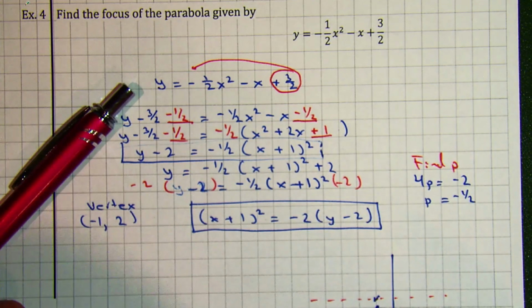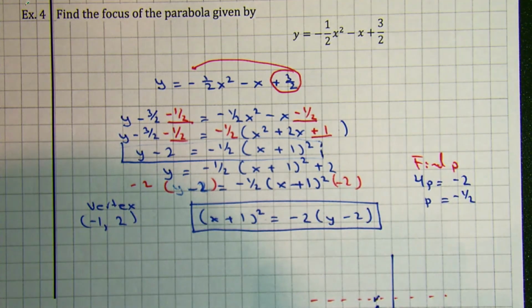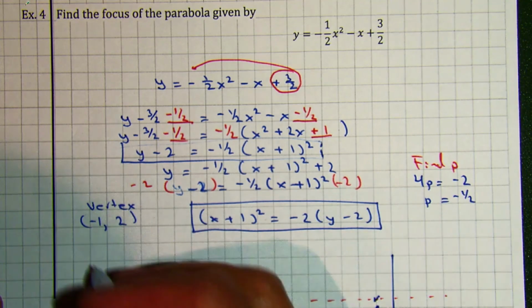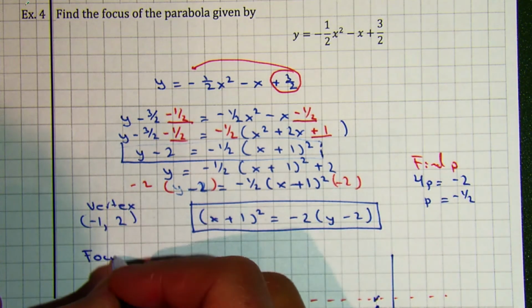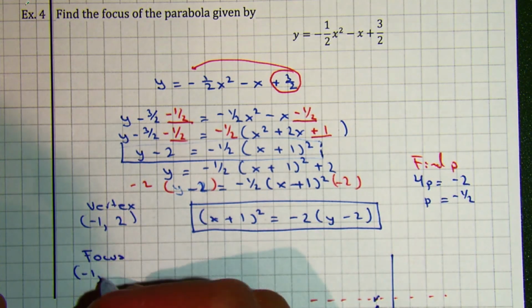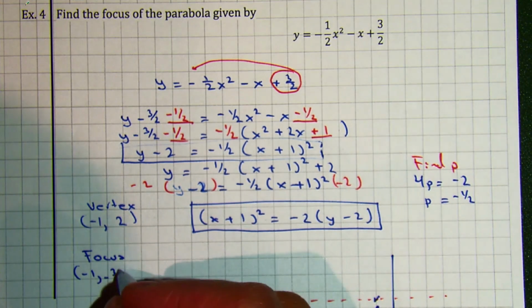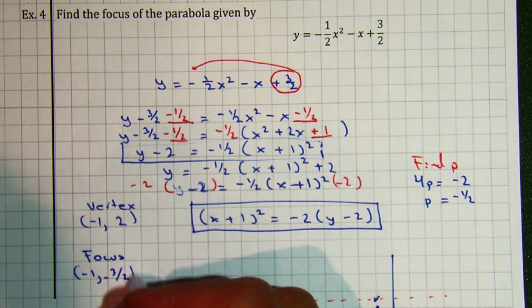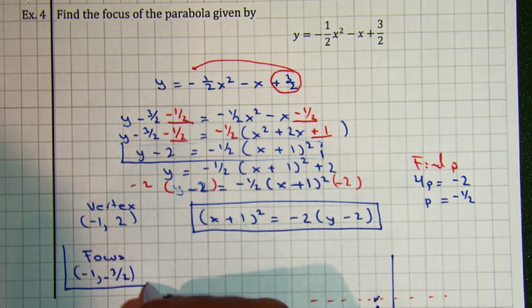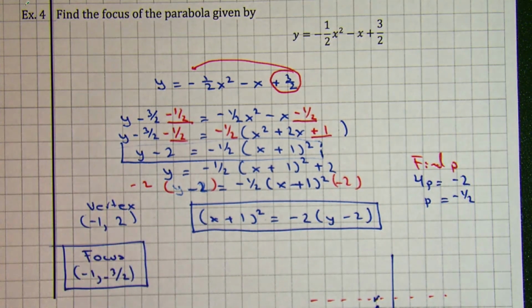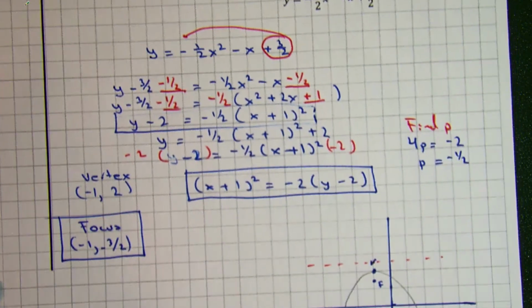And my focus is negative 1 and negative 3/2. Negative 1.5, or negative 3/2. So that will conclude the lesson for today.